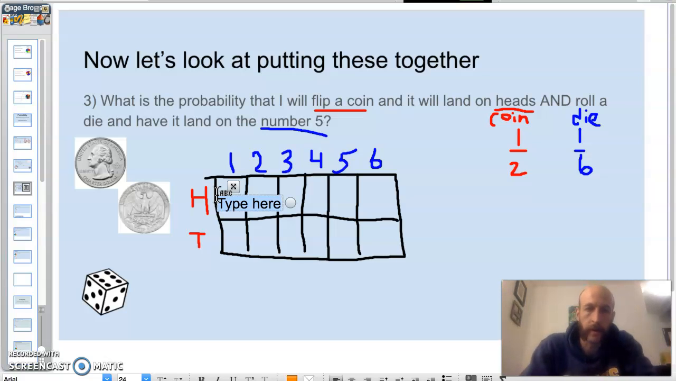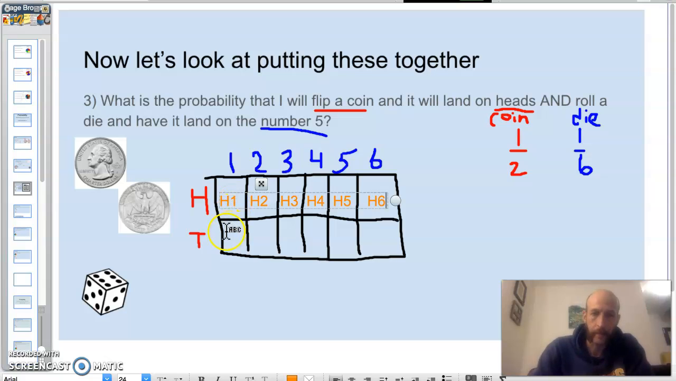So if I flipped a coin and then rolled a die, I could first get a heads and then get a 1. You can see that heads is here, 1 is here, and then the next box would be a heads or a 2, right? I could flip a coin, get a heads, and then roll a 2. I could get a heads and then roll a 3. I could get a heads and roll a 4. I could get a heads and roll a 5, or get a heads and roll a 6.